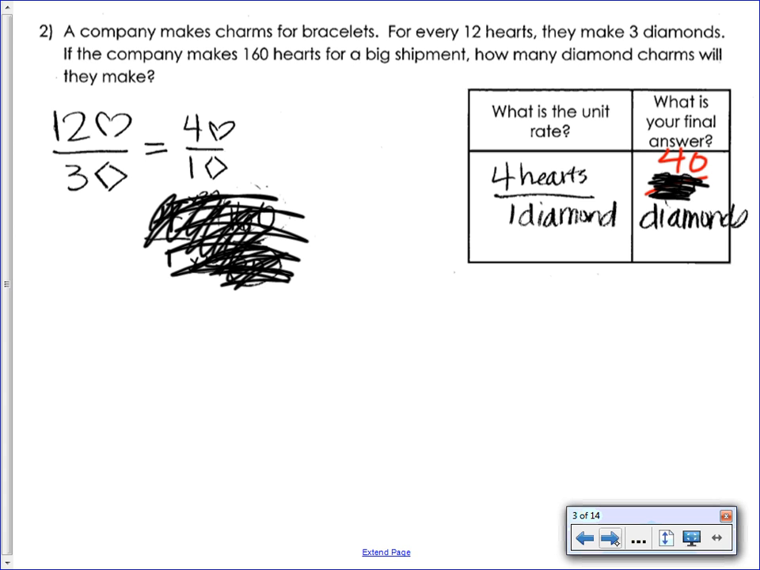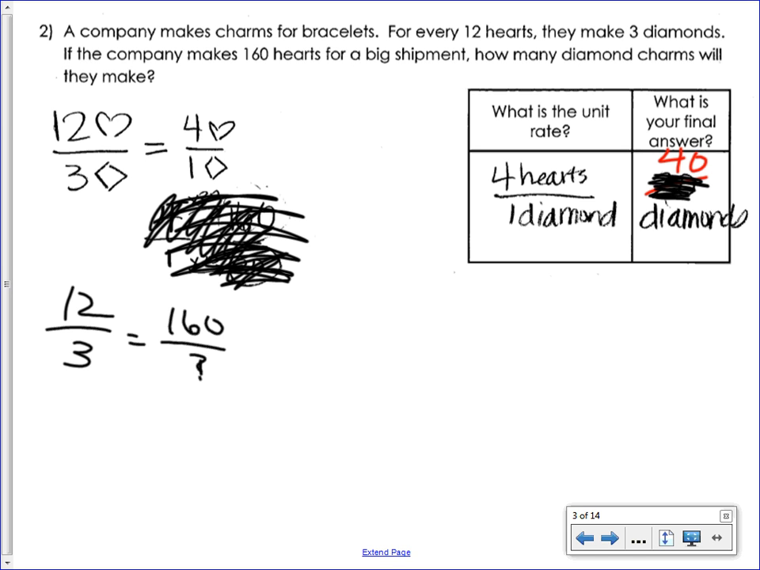So you could say, okay, so the ratio is 12 to 3, and I need 160. Now the other thing is you've got to pay attention. Like if you started with hearts on the top, you've got to keep the hearts on the top. Because if you flip it and make it go to the bottom, it's going to mess you up, okay? So I have 12 hearts to 3 diamonds is 160. Can you multiply 12 by anything to get 160? No, you cannot multiply 12 by a whole number to get 160. So in this case, once again, I have to use a unit rate.